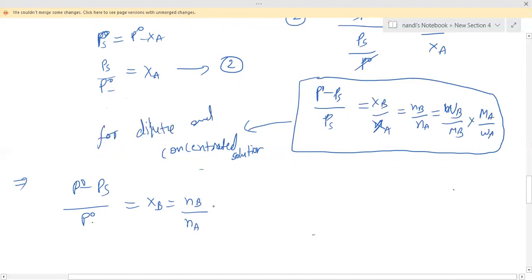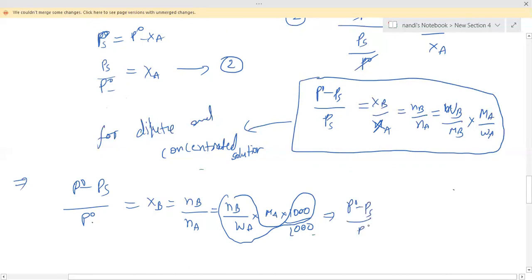By converting this into molality, I can convert. NB by NA is nothing but WB by MB into MA by WA. We are dividing by 1000 and multiplying by 1000 here, nothing going to be wrong. So this part belongs to molality. You can write in terms of molality also the relative lowering of vapor pressure: (P naught minus PS) by P naught equals molality into MA by 1000. Clear?